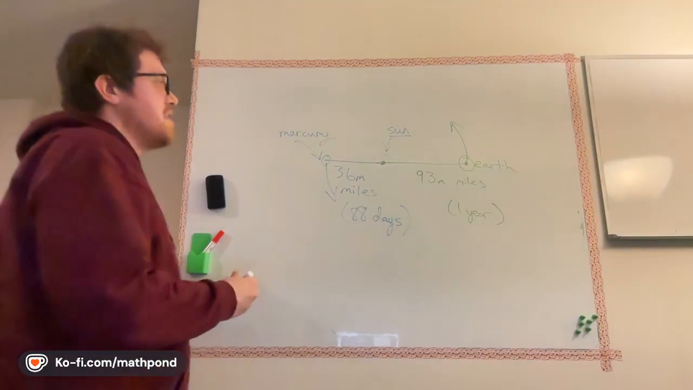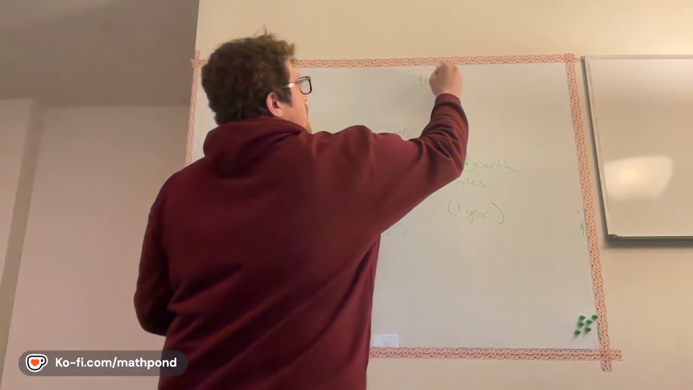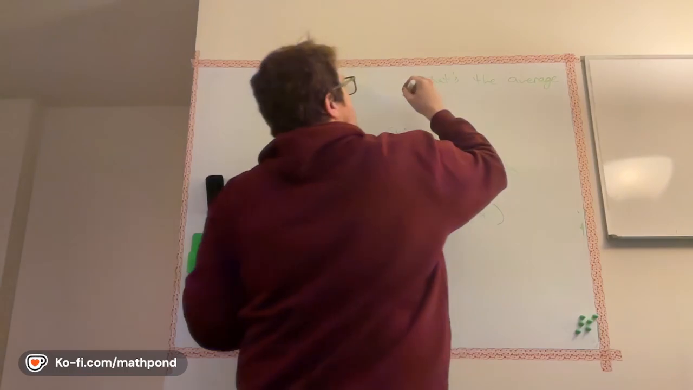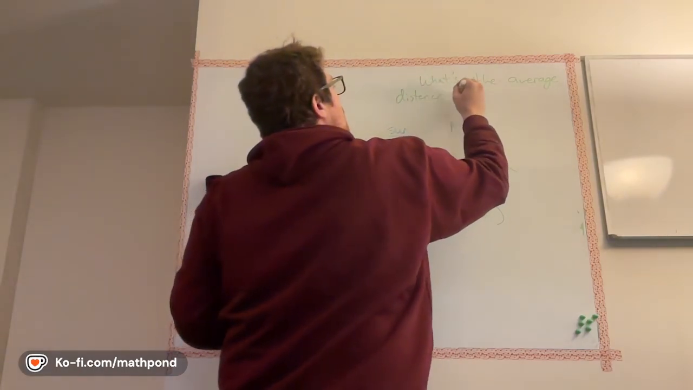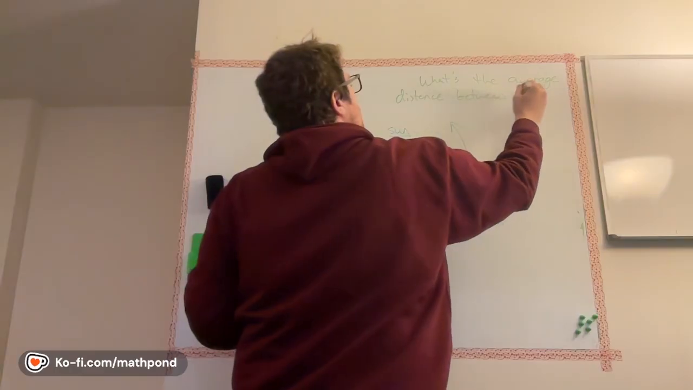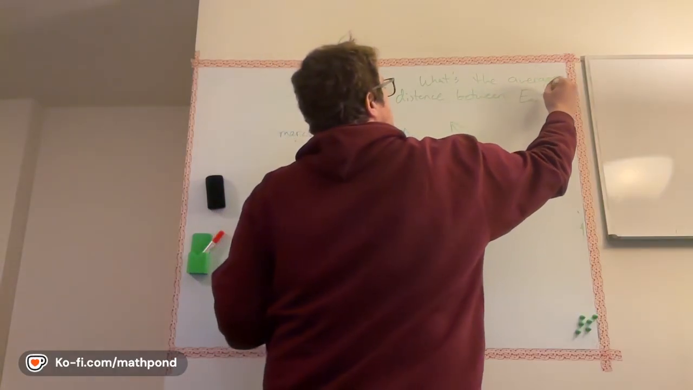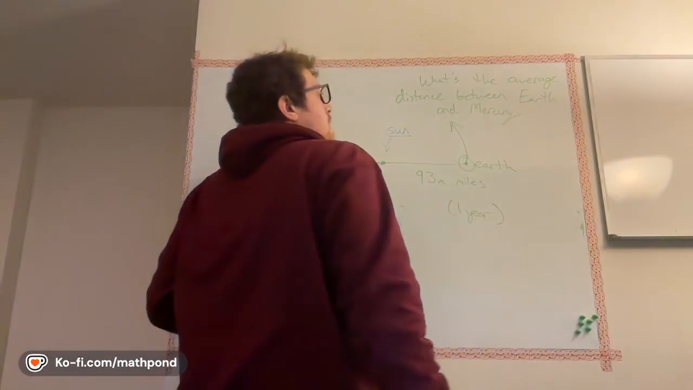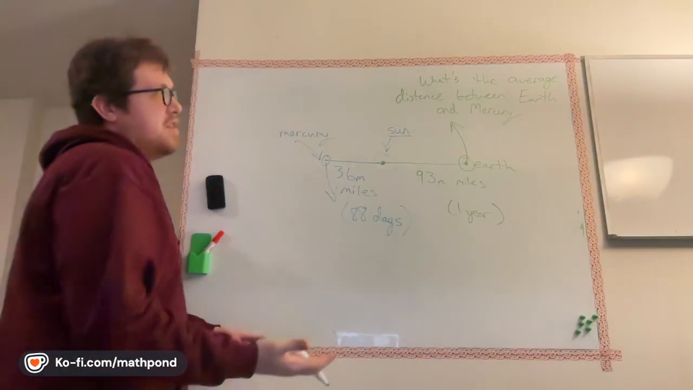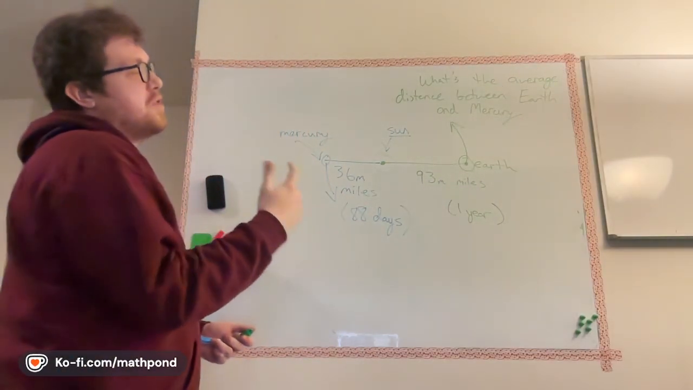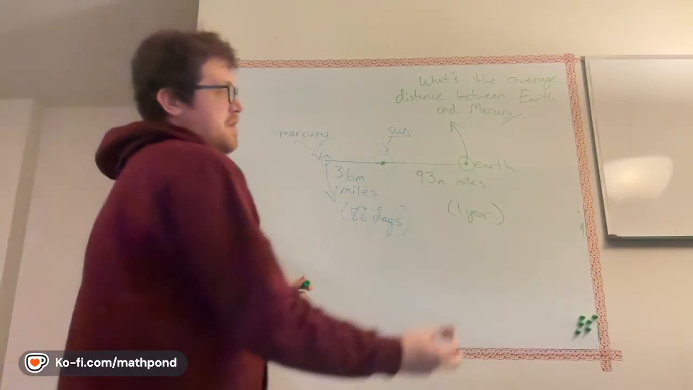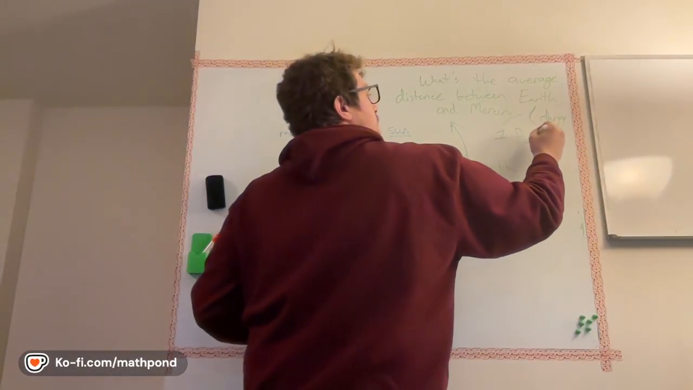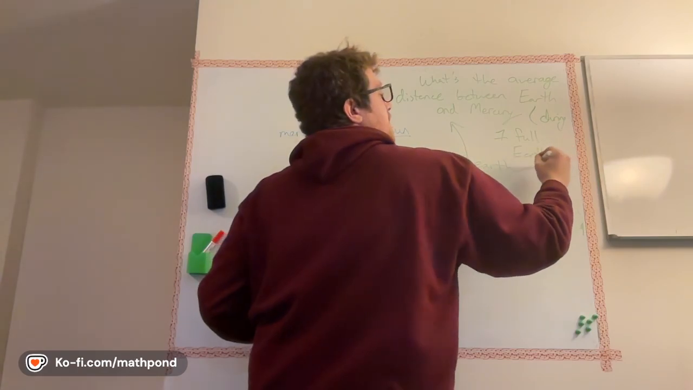So yeah, let's just write down what we think the problem is. So we want to know the average distance between Earth and Mercury. And then my question would be, is this the average distance between Earth and Mercury during one full Earth orbit? Or maybe it doesn't matter. I'm not sure.